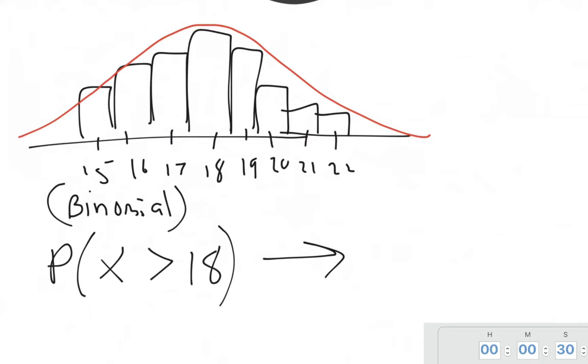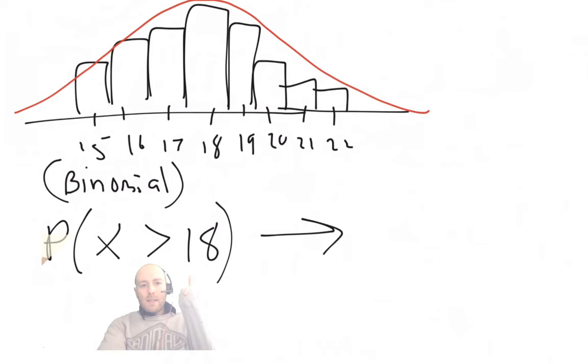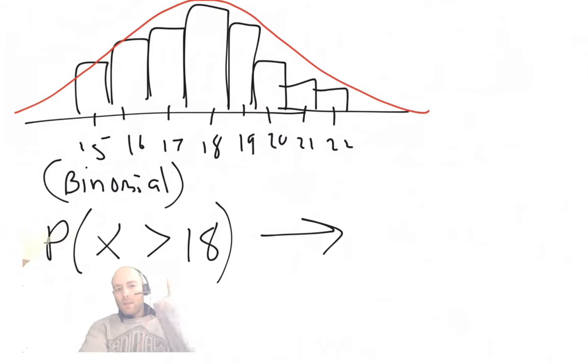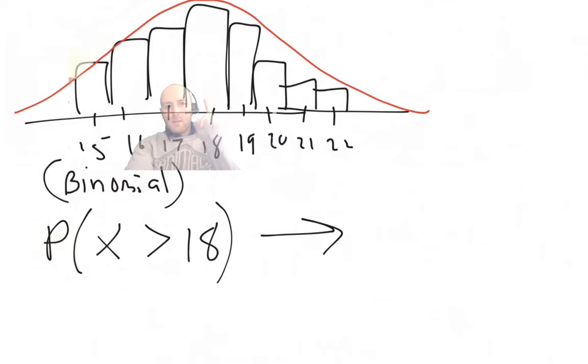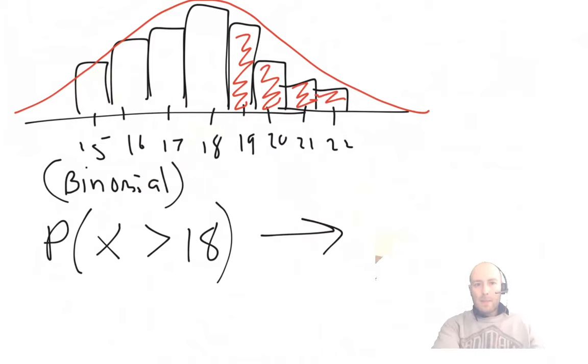Cool, Isaac. You've gone 17.5. Do we want to include 18 though? Our binomial question was greater than 18, so we don't want to include the 18 bar. So none of this is included. If I shade in the bits we want, 19, 20, 21, 22. So would you care to revise your answer?